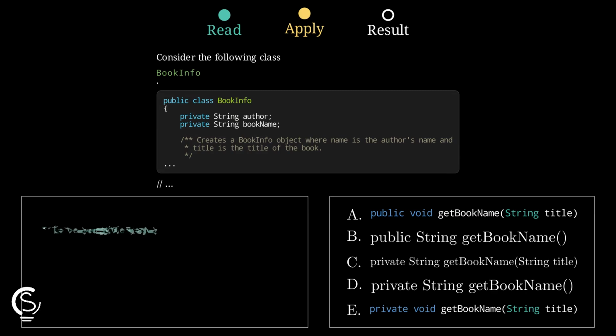Next, look at what the method actually returns to the caller. Because the book title is stored as a string, our method header must specify string as the formal return type.